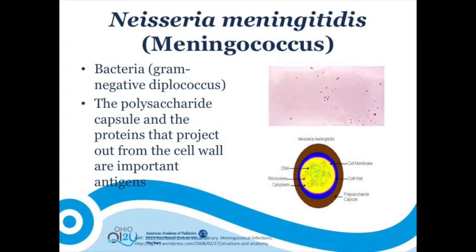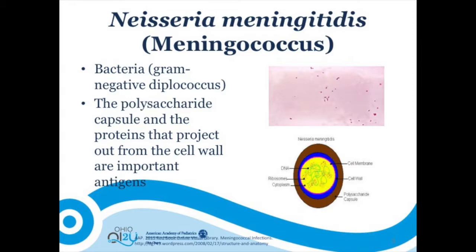Neisseria meningitidis, also known as the meningococcus, is a bacteria that stains pink, so it's gram-negative and appears as two circles or diplococci when viewed under the microscope. The upper right photo shows a gram stain of Neisseria meningitidis. The lower right photo shows the different parts of the bacteria. The outermost layer, which is depicted in brown, is the polysaccharide capsule, which is made up of polysaccharide sugars. Just below the capsule is the cell wall, which is depicted in blue.